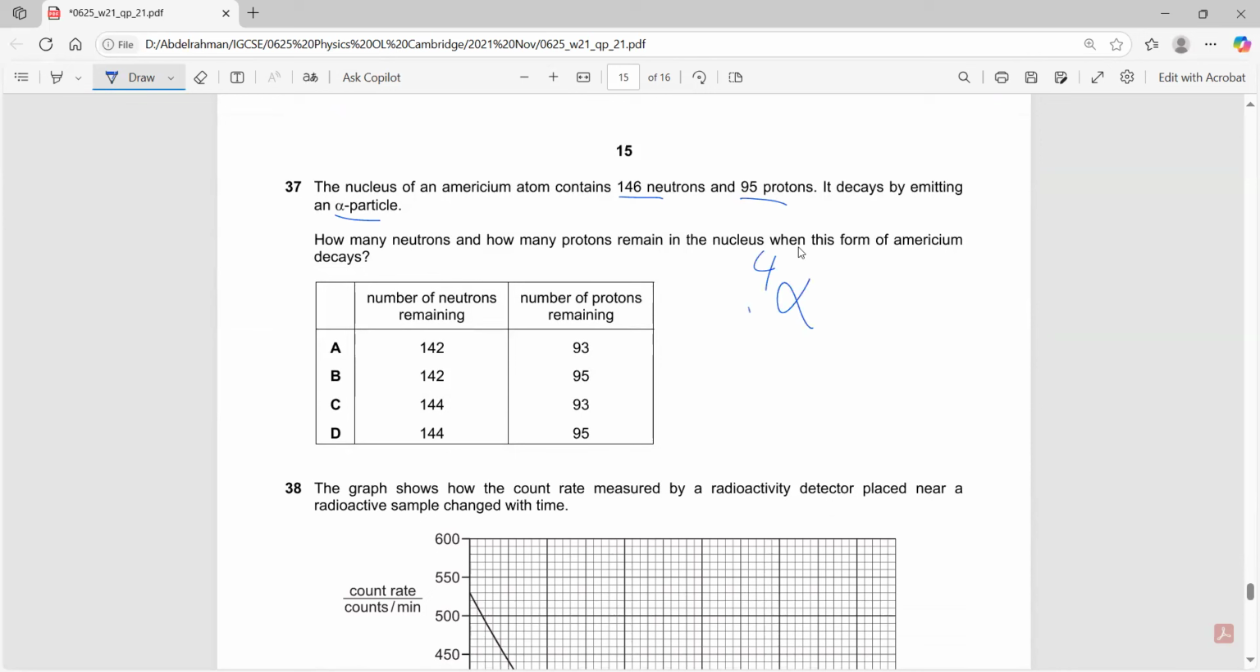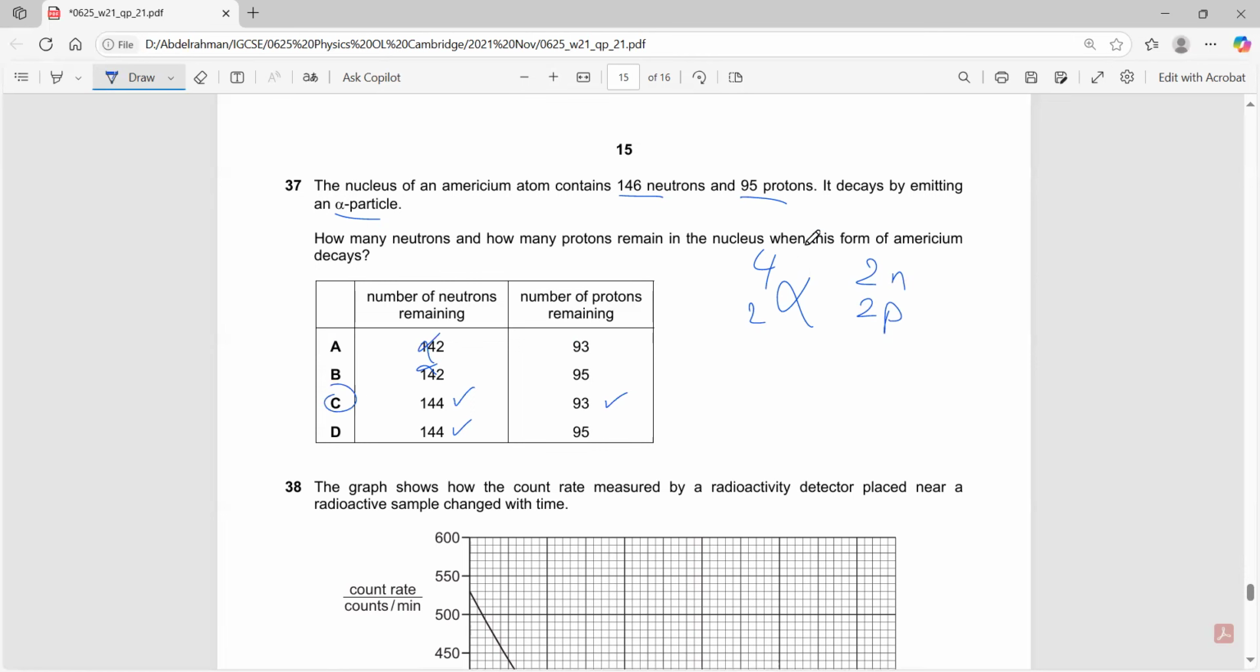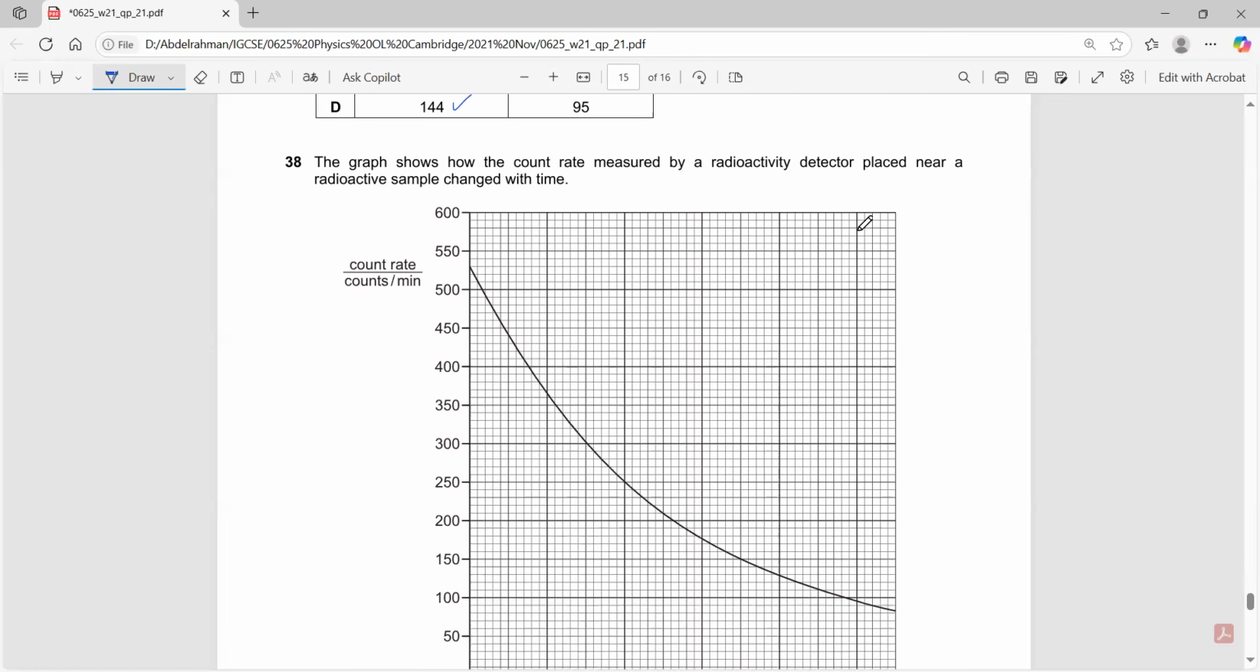Alpha is 4 and 2. So a lot of you might say only 142 neutrons are remaining, which is wrong. Why is 142 wrong? Because this is not the mass number, this is the number of neutrons. Alpha contains 2 neutrons and 2 protons. So the number of neutrons would decrease by 2, and the number of protons would also decrease by 2. This is not the mass number.